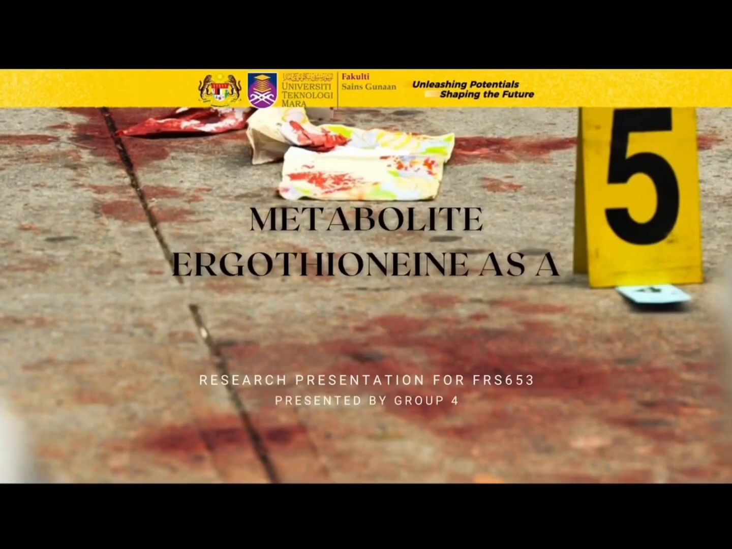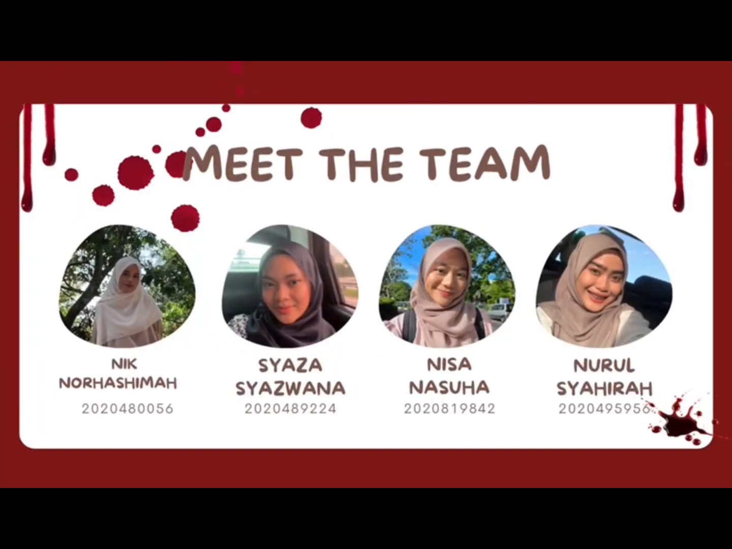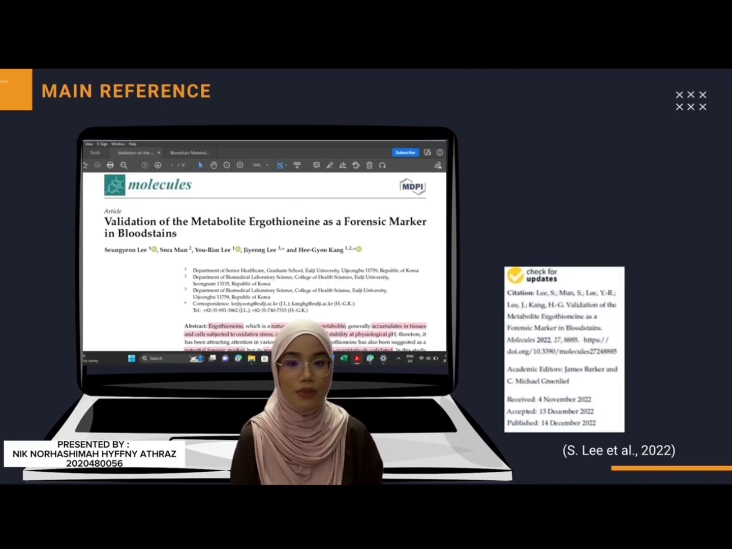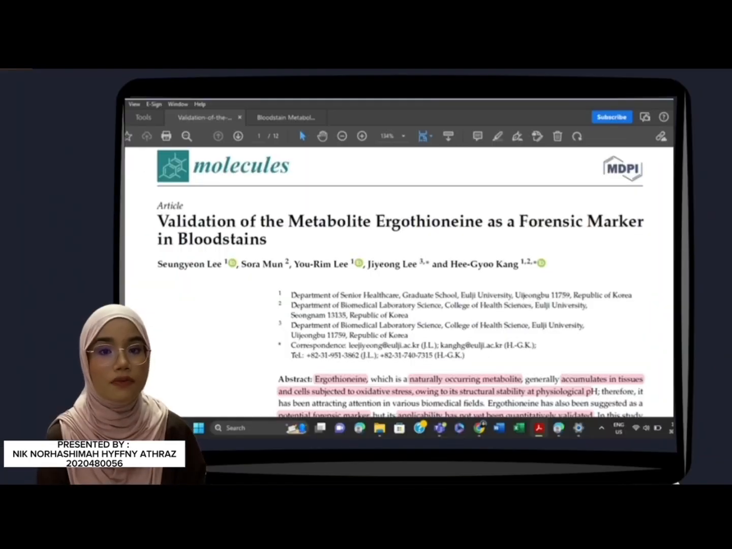This is the research presentation of metabolite ergothioneine as a forensic marker in bloodstains, which will be presented by Group 4. The main reference that we used was published on 14 December 2022, and the given title was Validation of the metabolite ergothioneine as a forensic marker in bloodstains.